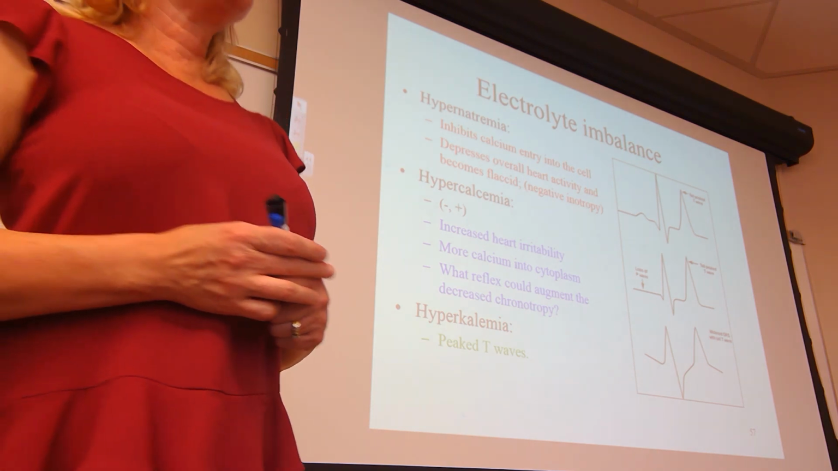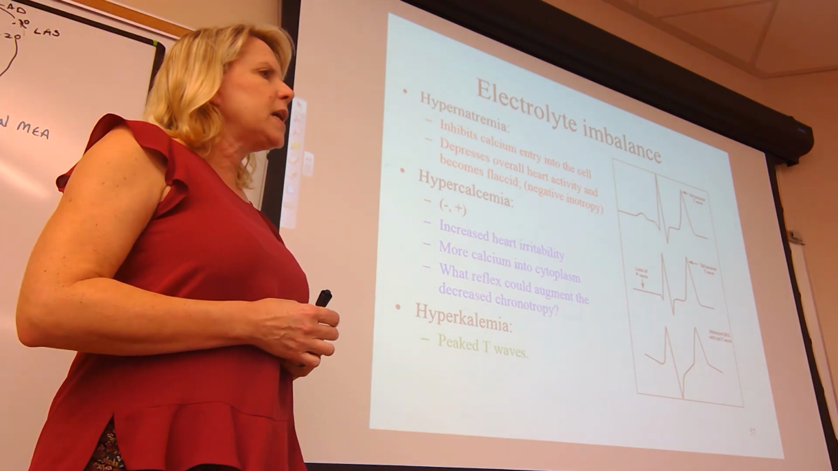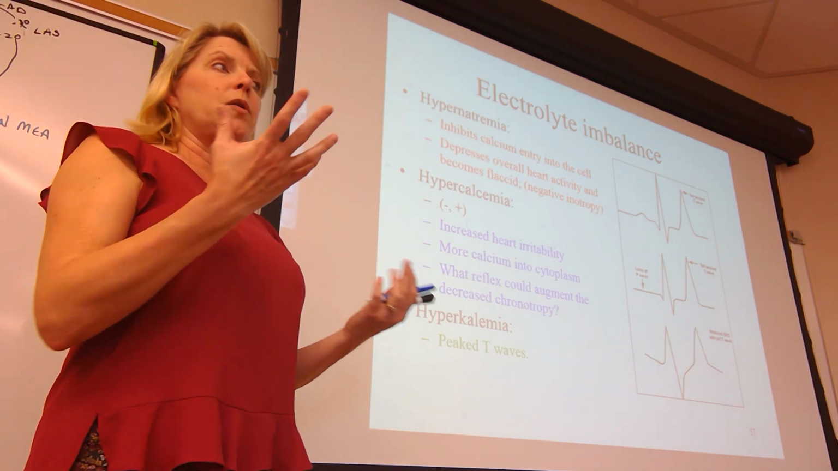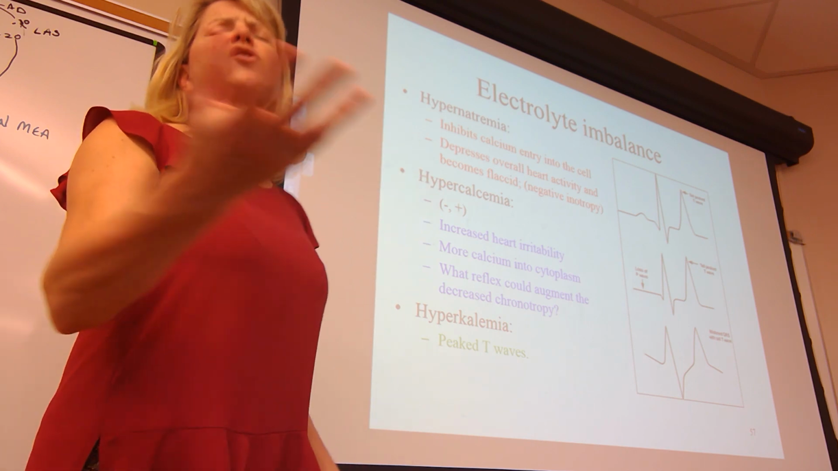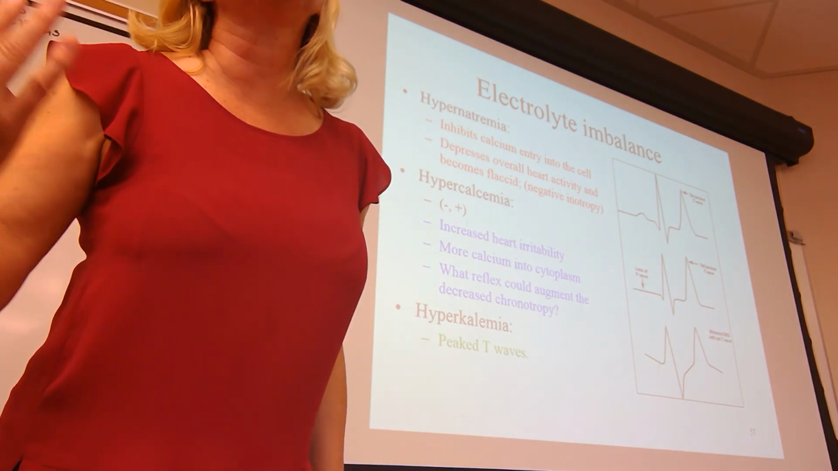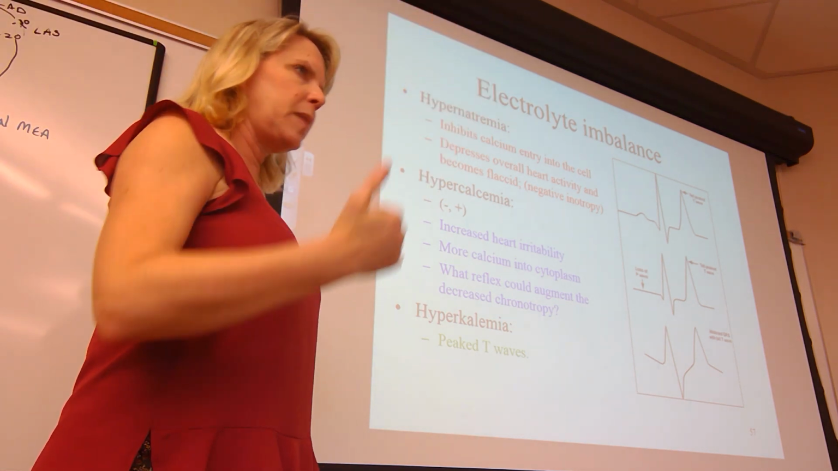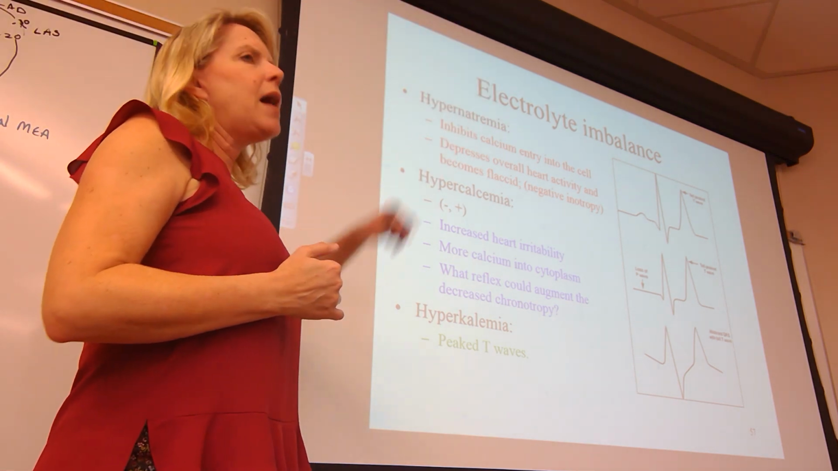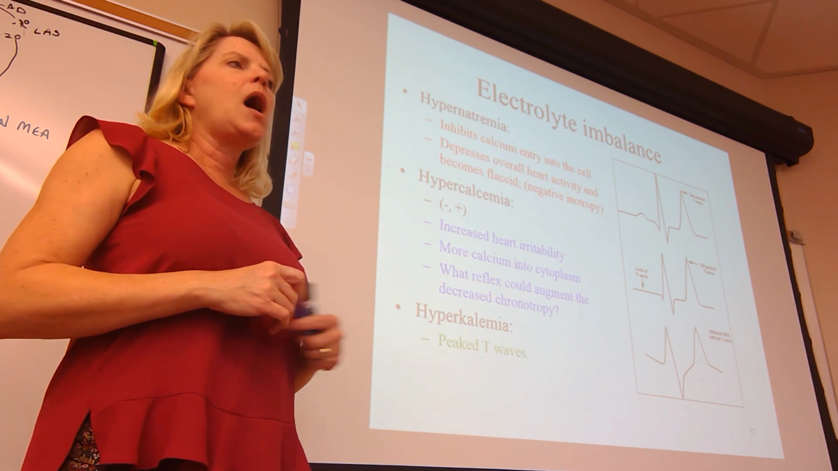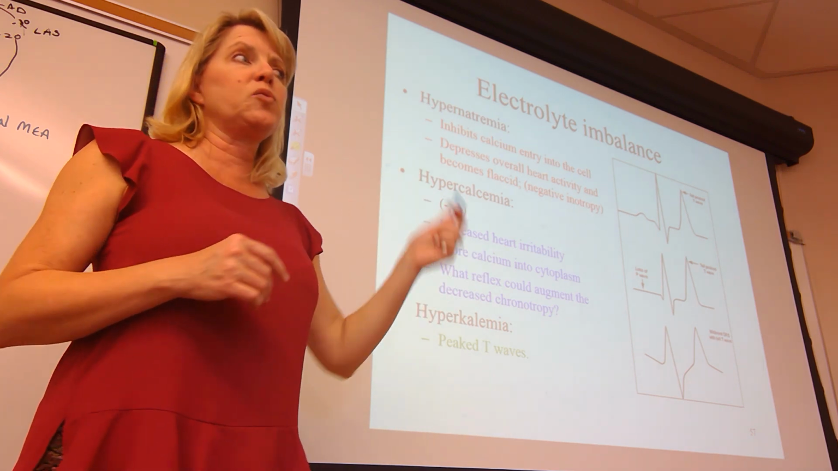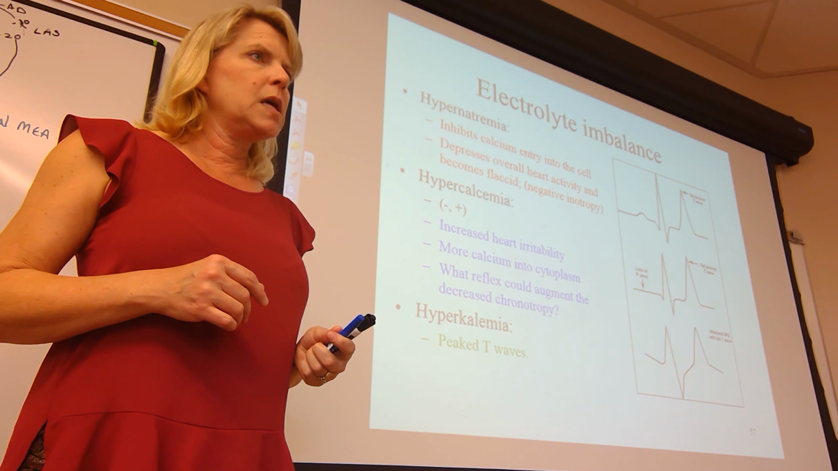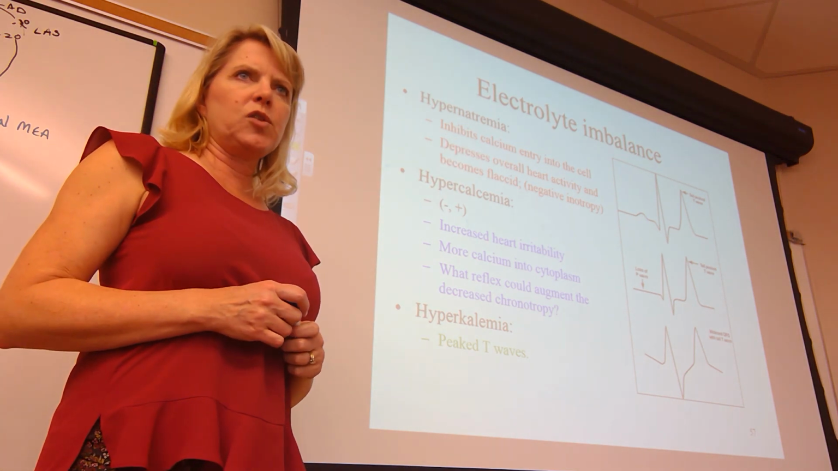Hyper, too much. Hypernatremia, too many sodium ions in the plasma. Sodium is already abundant extracellularly, but now we're talking way too much. Hypercalcemia, too much calcium. Hyperkalemia, too much potassium. This will be a matching section.